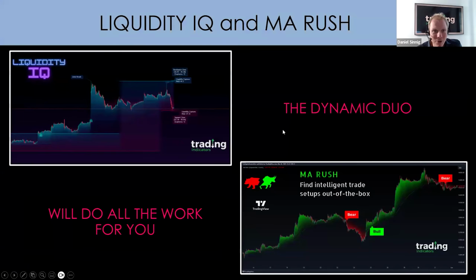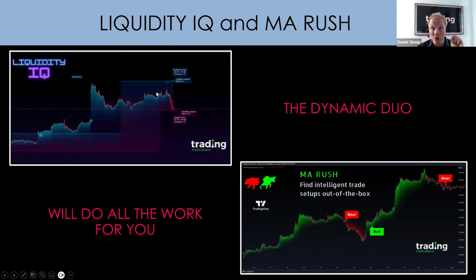And we believe that Emi Rush, when combined with our Liquidity IQ indicator, is really the true dynamic duo because they complement each other so nicely. And if you take advantage of what both indicators bring to the table, you will see that they will do most of the heavy lifting for you. They will do all the technical analysis for you. And therefore, you are able to focus on what is really important, which is pulling the final trigger to enter into a trade or perhaps to exit from a trade.